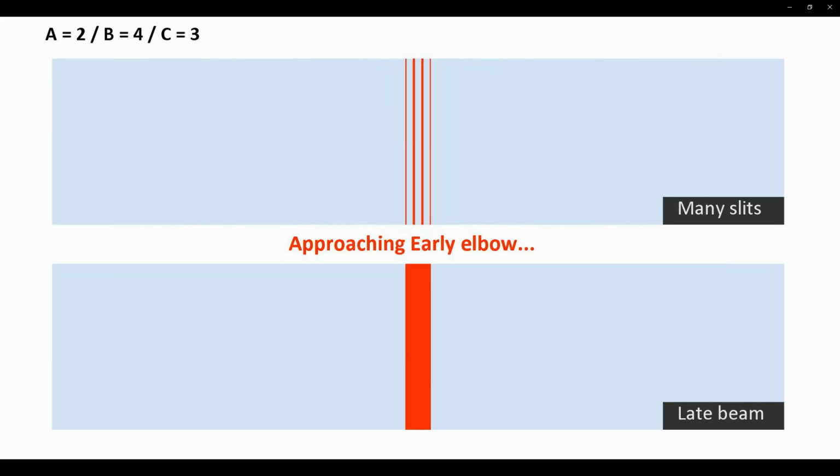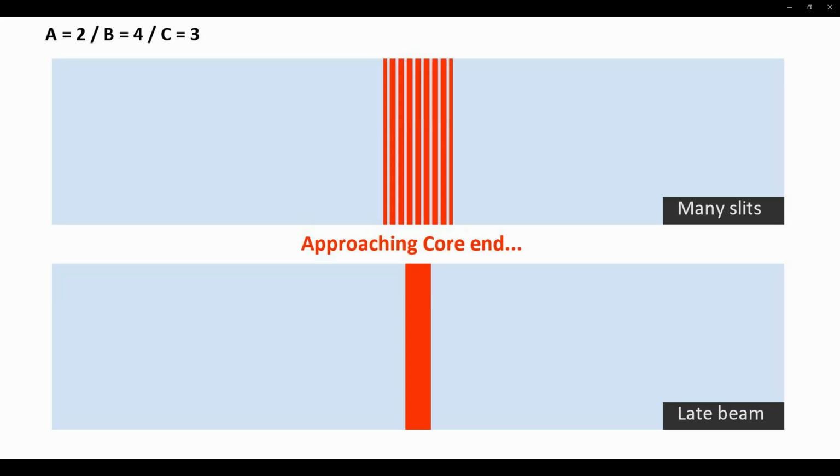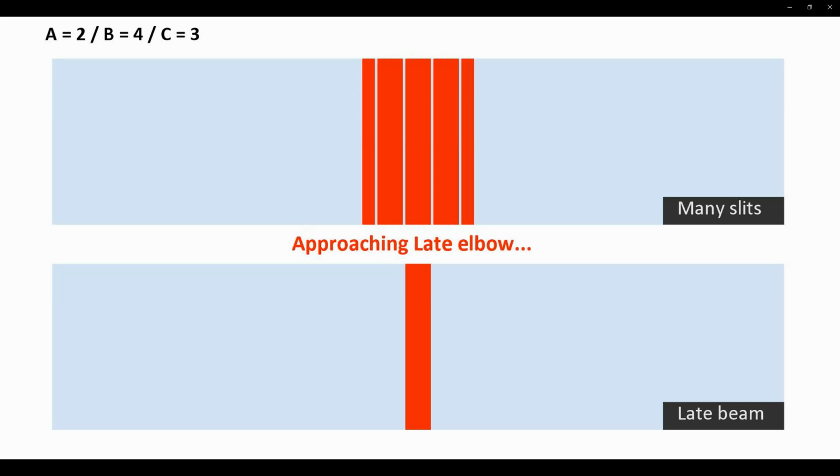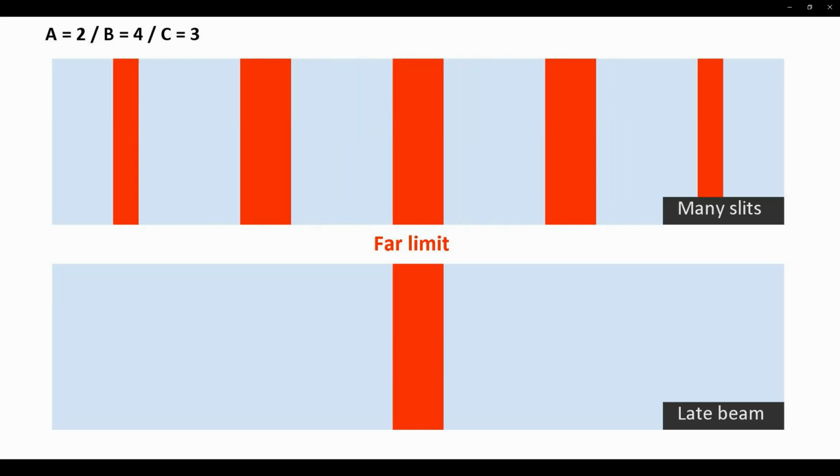The late beam is the other way around. It begins as the array of the screen pattern. This continues until breakout. Then it's briefly invisible until the core end, when it reappears as the stripe. Finally, after the late elbow, it expands.